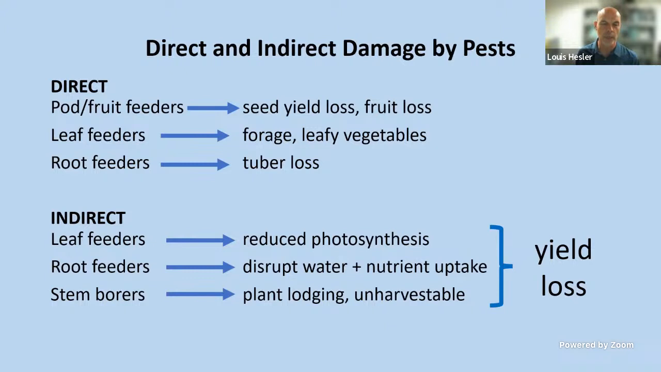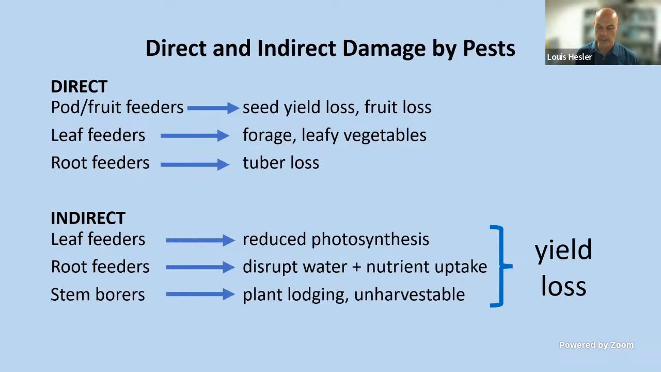when things such as tubers are the harvestable product, and therefore there's yield loss in terms of tuber loss. Then we can also have indirect pests. And in this case, even though sometimes leaf feeders may be direct pests, in some instances they'll be indirect pests where they do not harm the harvestable product directly, but they're more involved with reducing photosynthesis. Same with root feeders. If the harvestable product is not a root or a tuber, then root feeders can disrupt water and nutrient uptake and thereby cause loss to the harvestable yield product. And finally, we have things like stem borers, some of which Doris had talked about in her presentation. And these may cause plant lodging and make the plants and the crop unharvestable. They don't directly affect yield, but altogether, these things such as leaf feeders, root feeders, stem borers can cause indirect yield loss.